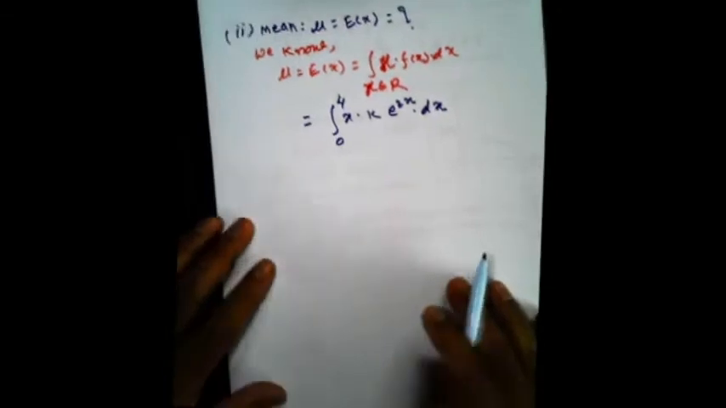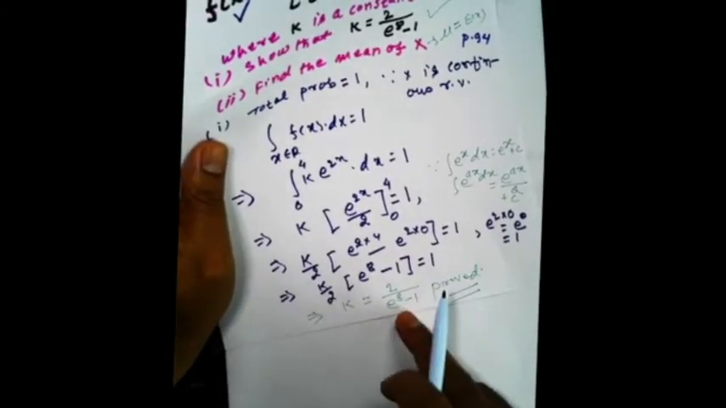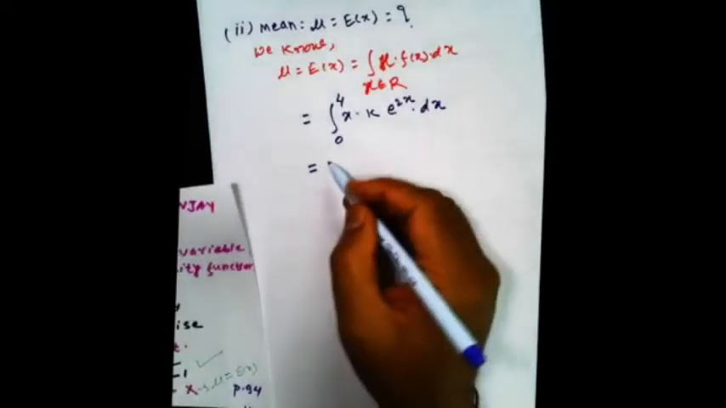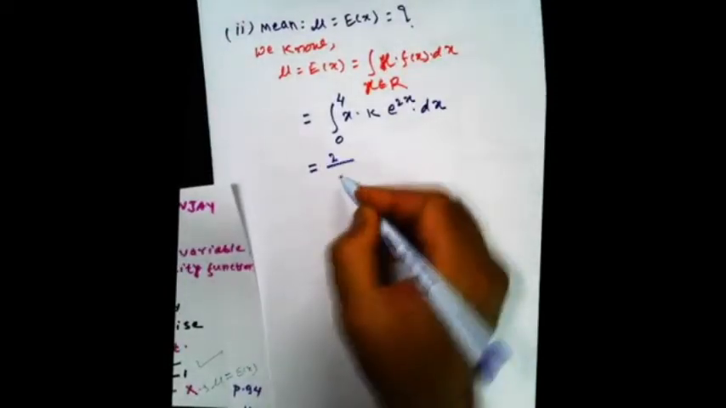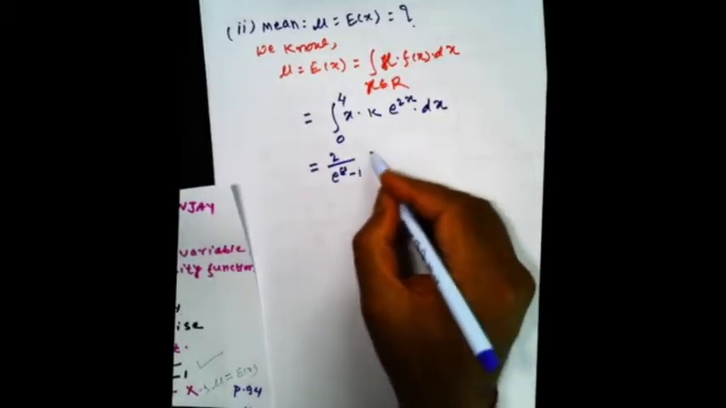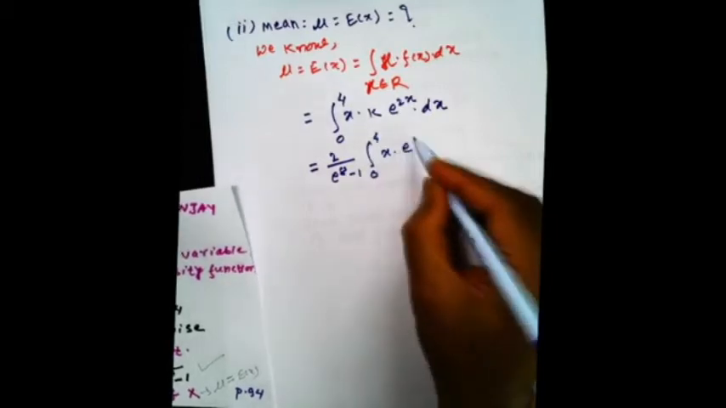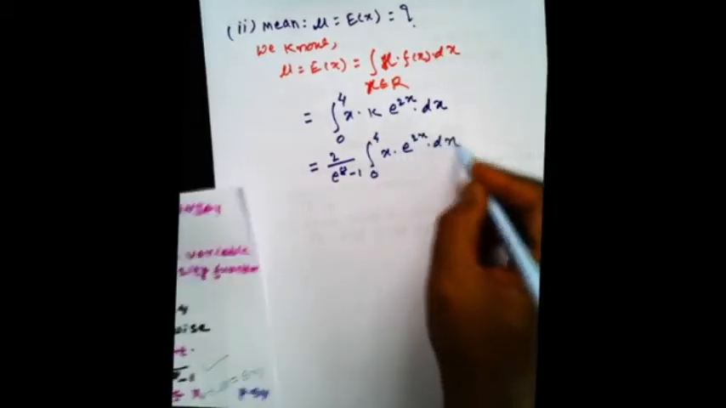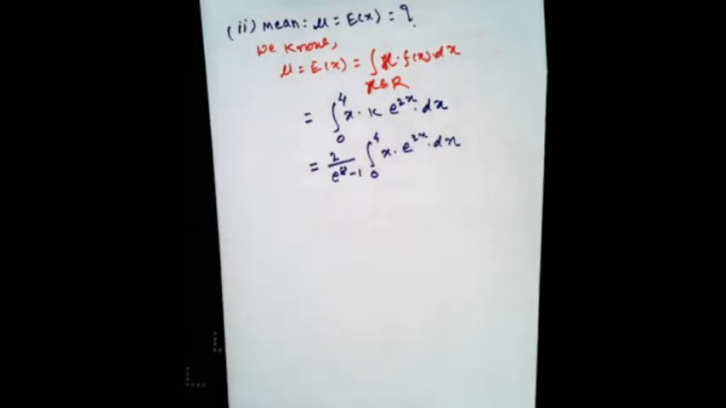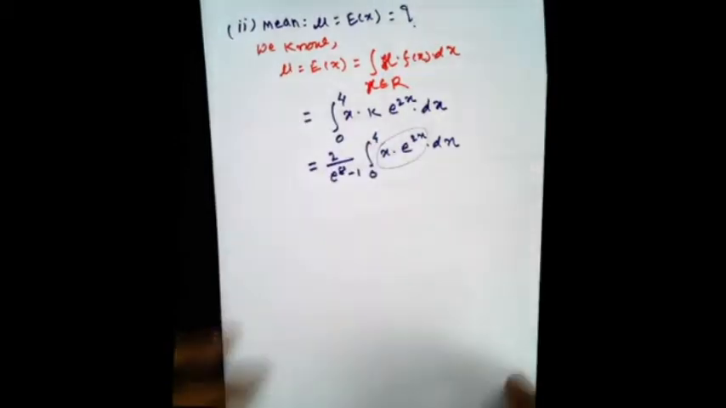So this can be written with k outside, and the k value we have already proved: k equals 2 by e to the power 8 minus 1. So in place of k we can write 2 divided by e to the power 8 minus 1, and then we have the integral from 0 to 4 of x e to the power 2x dx, and once we complete the integration of this function, we'll have the value of the mean.